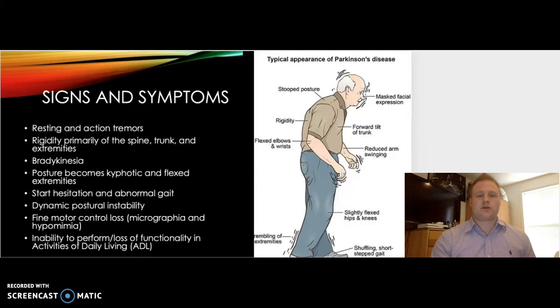Now, dynamic postural instability, that primarily leads to simple balance and posture issues, could also result in low back pain and increase their fall risk as well.